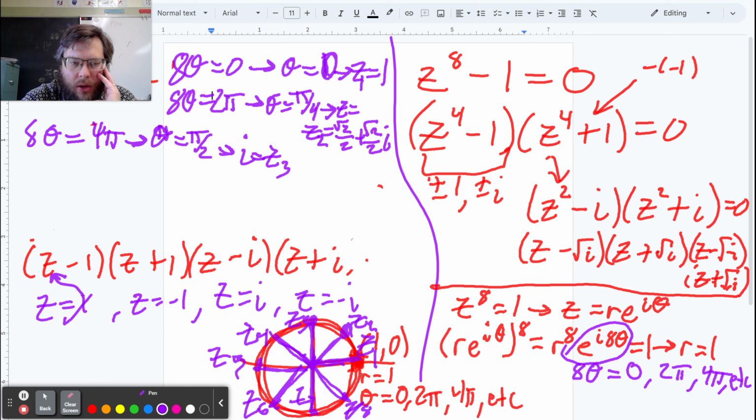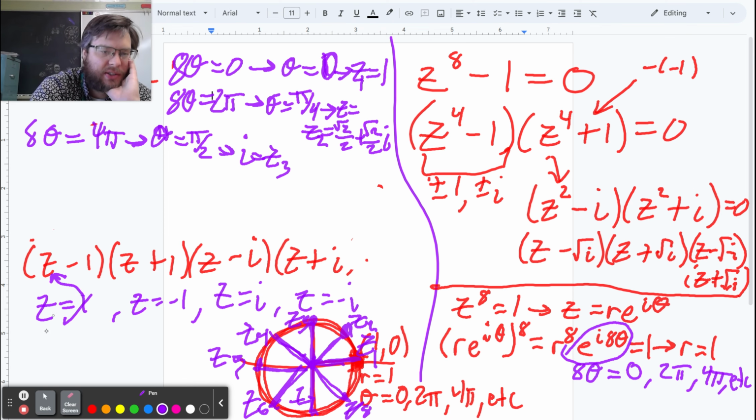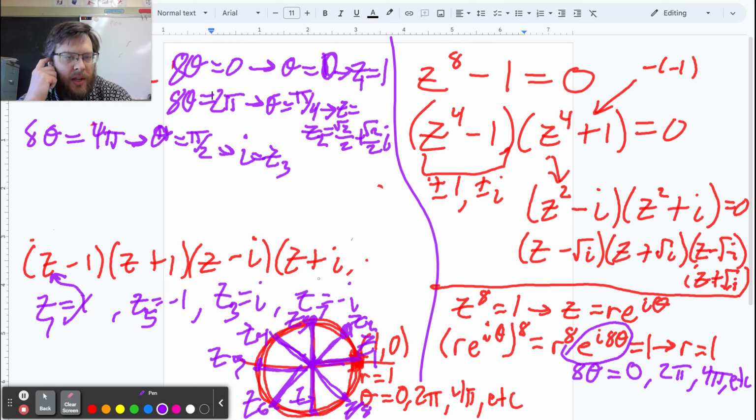Okay, so when I look at this here, I can see that z1 is the number 1, z3 is the number i, z5 is the number -1, and z7 is the number -i. So those 4 roots of the original problem, z to the 4th minus 1, those 4 roots are the odd z solutions that I found here. And all of the even z solutions are at these 45-degree angles right there. And you can also see that when any of them gets multiplied by itself, it rotates by that amount.